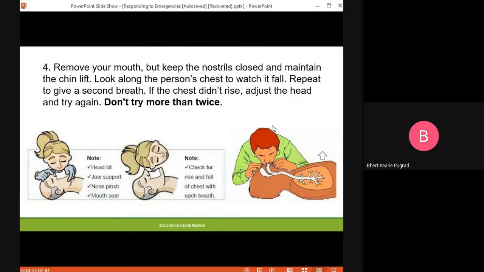Okay? So give second rescue breath, and if chest didn't rise, adjust the head and try it again. Okay? Do not do more than twice. Okay? Hindi pwede ang tatlong rescue breathing. Only 2 rescue breathing. Usually, ang ratio dyan is 30 compressions tapos dalawang rescue breathing. Okay? So after you deliver 30 compressions, okay, fast and hard, you give 2 rescue breathing.